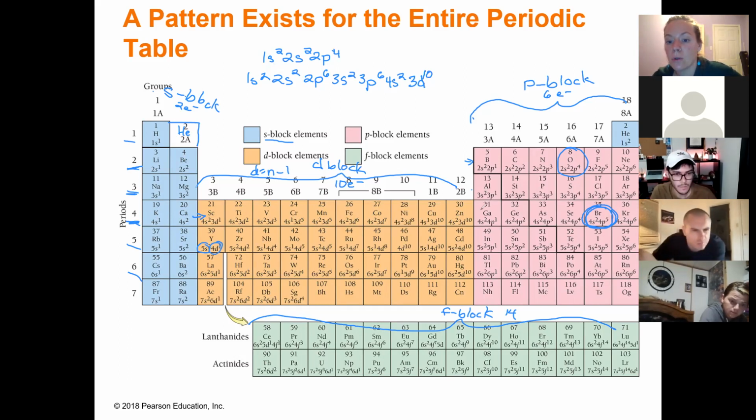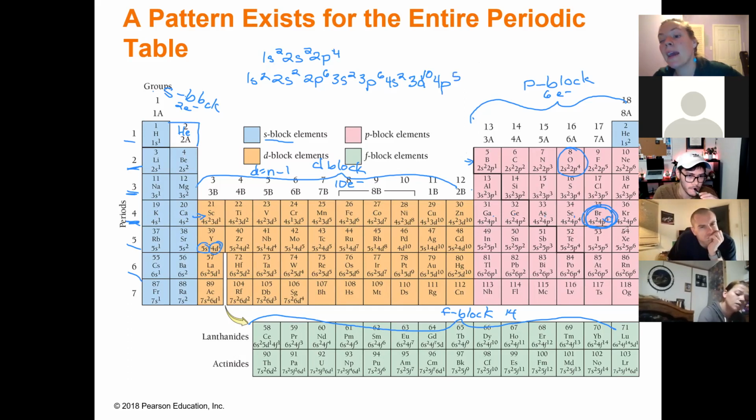Now we have come to the last section and bromine is there. So I'm going to fill the 4P. Do I fill it completely? No. 1, 2, 3, 4, 5. We put 5 electrons there. If we had made it all the way to krypton, P would be filled with 6. But because we went to bromine, we're at 5.